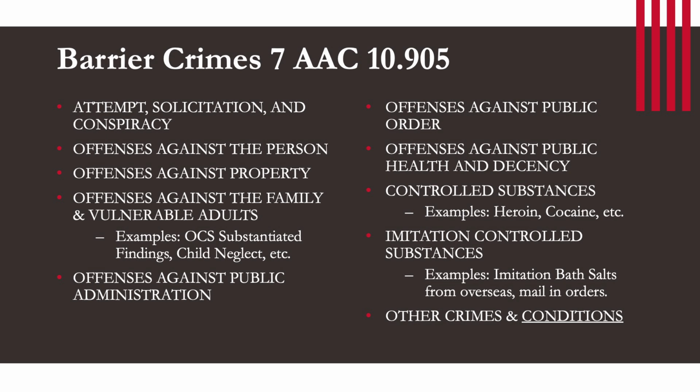Offenses against public administration, offenses against public order, offenses against public health and decency. The most common category I see is controlled substances. This can include any conviction related to substances such as heroin, cocaine, fentanyl, for example. Imitation controlled substances. This can include imitation bath salts, anything sent in a mail order that carries a criminal conviction. And then lastly, other crimes and conditions. The requirement of owed restitution or certain conditions such as not being allowed to drive or work with children. That will be specified in the Notice of Barring Conditions.